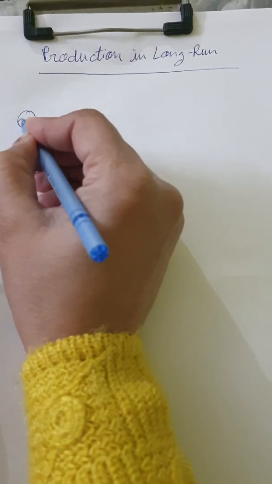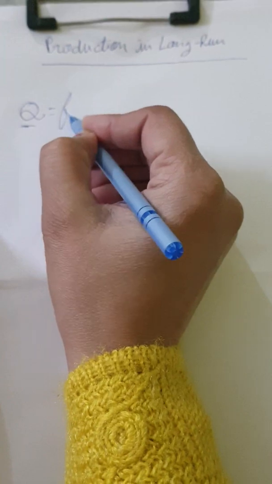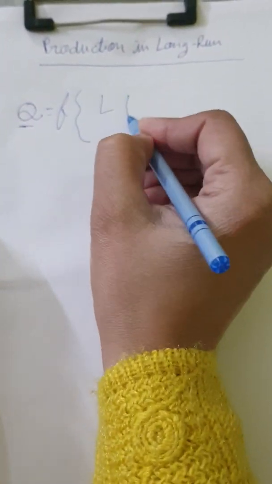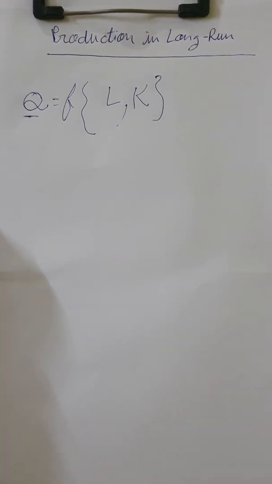Our output, quantity, or production, you can show with the help of any abbreviation, like Q for quantity produced, is a function of labor and capital. So we assume a very simple production function like this.